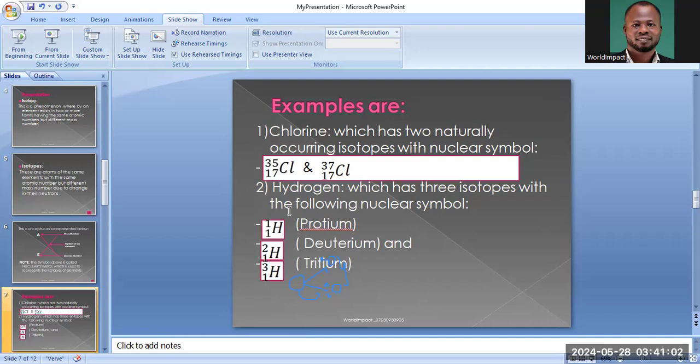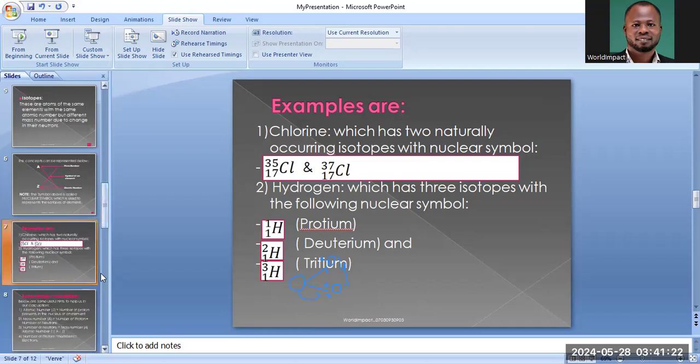Okay, we have other elements that also exhibit the concept of isotopy. Some other examples include oxygen, carbon, and copper. So I would love you, my dear student, to please find out the isotopes of those elements I made mention of. Okay, let's proceed.